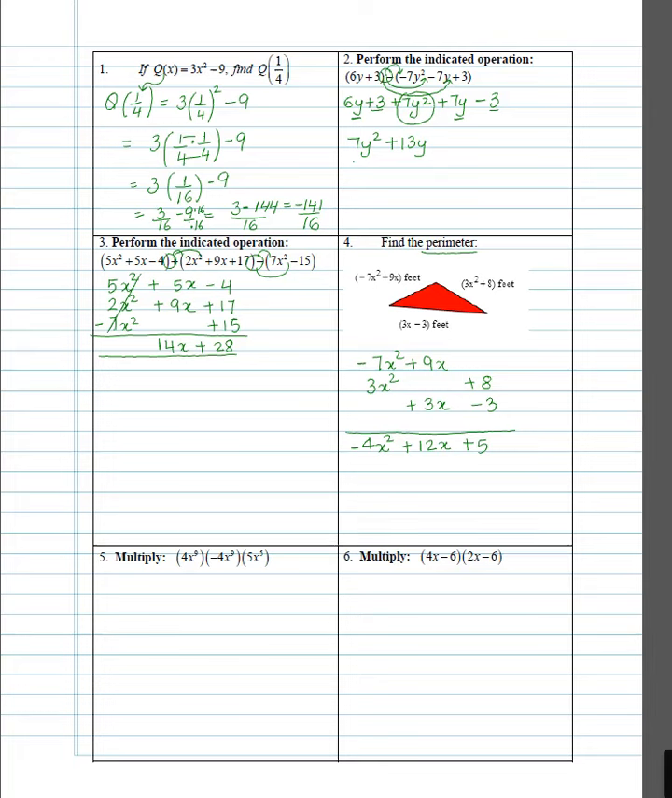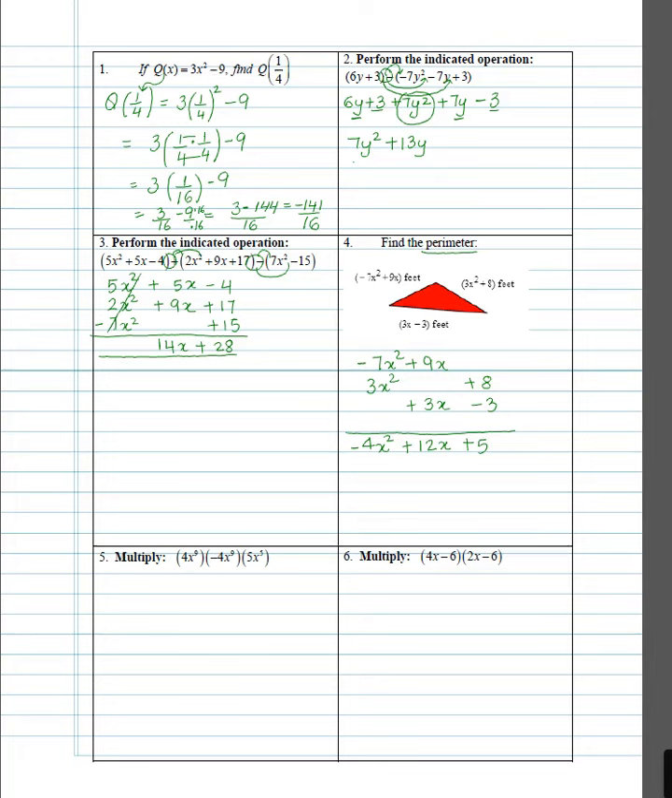Now multiplying. Students get confused when it comes to multiplication and addition. Remember, when you add the terms, you don't add the powers, you add only the coefficients. But when you multiply, you multiply the coefficients but add the powers.